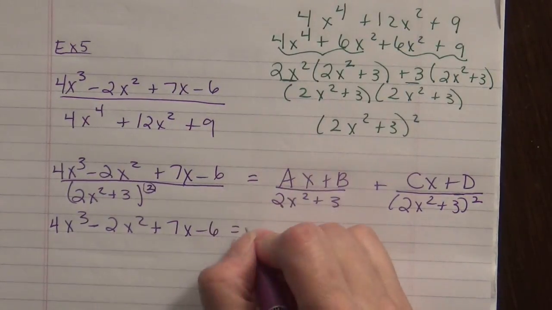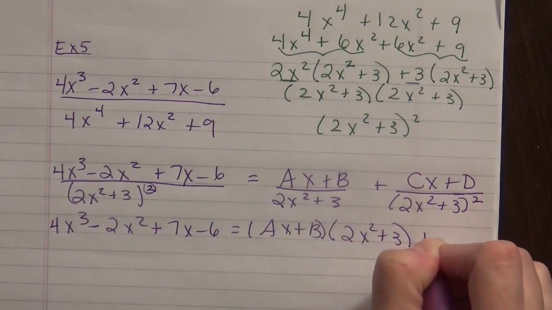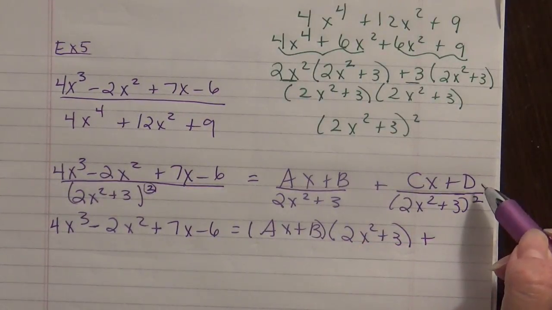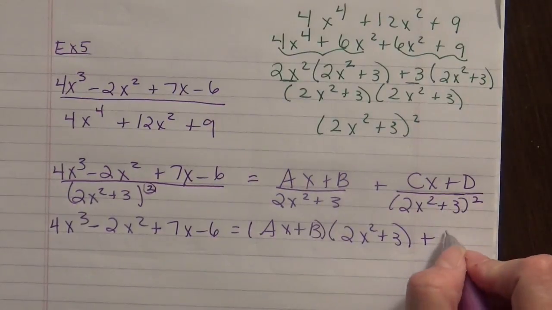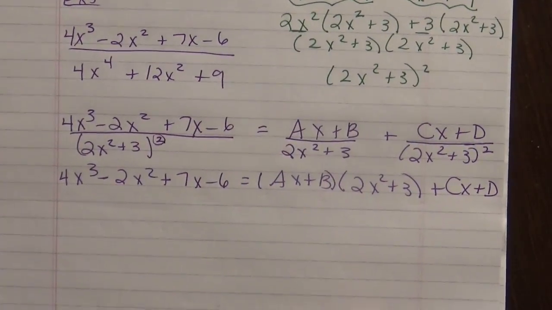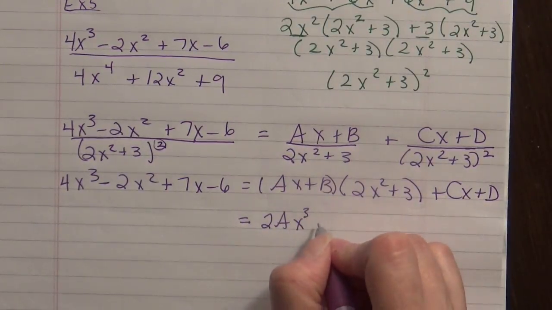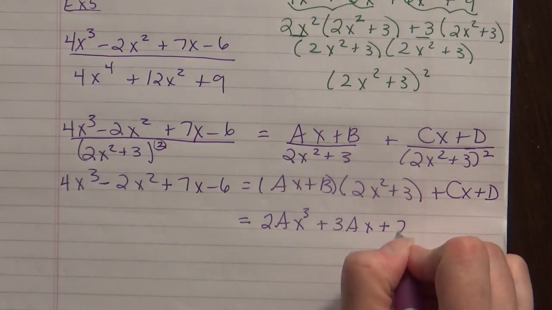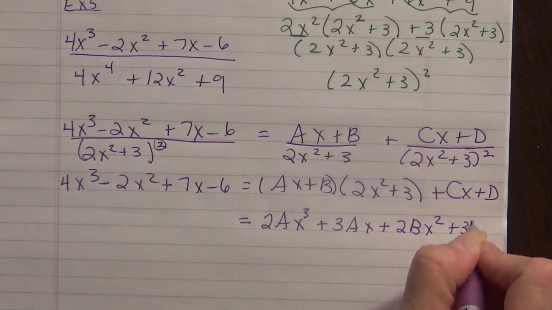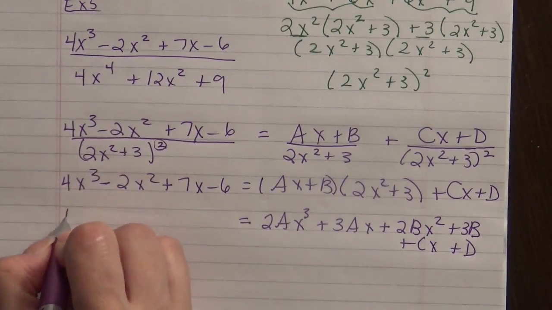So I'm left with ax plus b times 2x squared plus 3. And then in the last fraction, when I multiply by the LCD, the entire LCD cancels out and just leaves me with the cx plus d. So I do need to FOIL this piece, and then I can work on getting things rearranged. When I FOIL, that's going to give me 2ax cubed plus 3ax plus 2bx squared plus 3b, and then add the cx and the d, and bring down the left side.